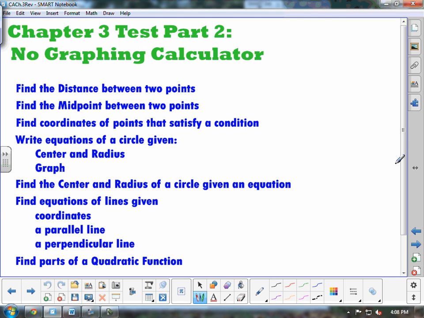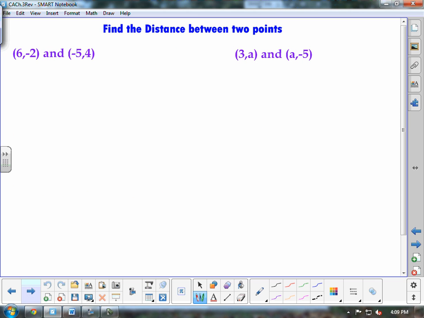All right, with this review, the second part of your test, which will be on Friday, is the non-graphing calculator part of it. And you have to do some things like find the distance between points, the midpoint, find some coordinates that satisfy a condition, write some equations for circles, and maybe even draw the graph of it, find the center and radius of a circle, and find some equations with lines if you need to be parallel and perpendicular, and also label some parts of a quadratic function. And so let's look at some of the examples here on these review pages.